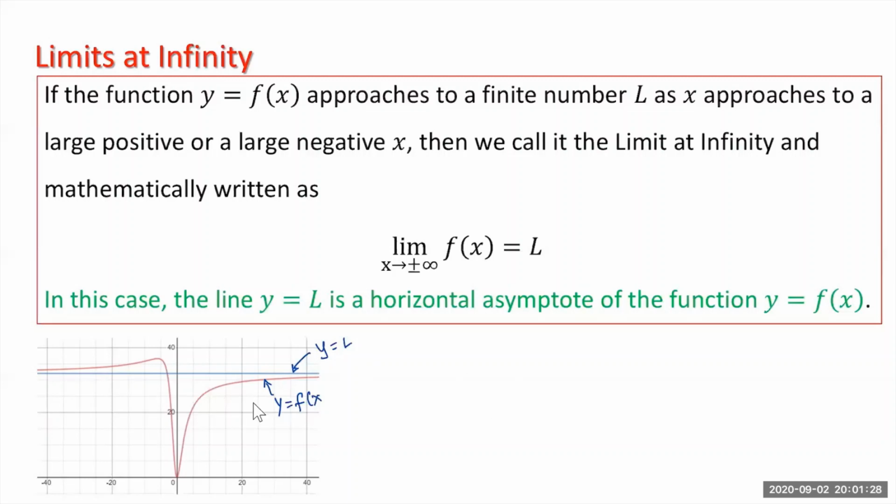So if you are asked to find the equation of the horizontal asymptote, we calculate the limit at infinity. And if it is equal to a finite number L, then we say that the line y equal to L is a horizontal asymptote of the function y equal to f of x. So that is the fundamental idea about limits at infinity.